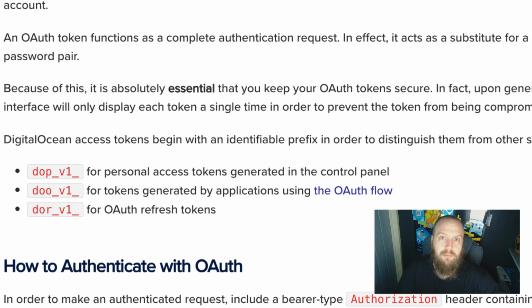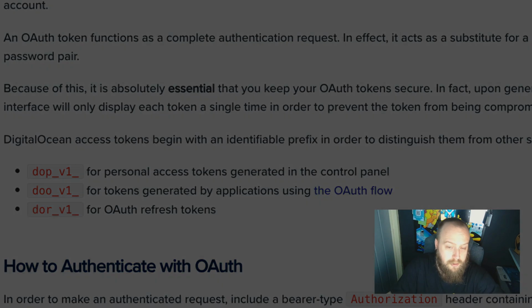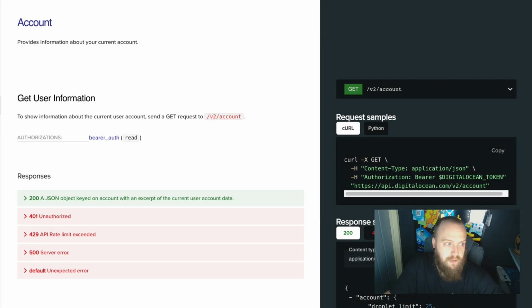I'm not sure how that works from a security perspective, whether the prefix is kind of an internal thing and the rest of the token is interchangeable, but it would be an interesting thing to find out. So let's dive into a couple of these resources. Let's start with the account itself. You can get your account information really quickly and really easily using the account endpoint.